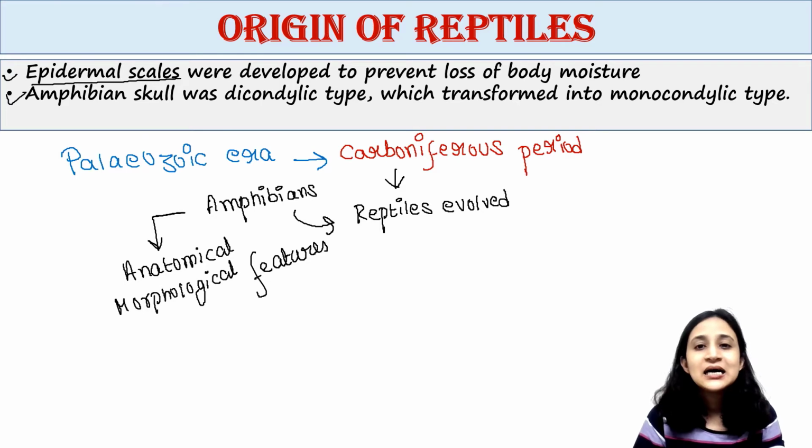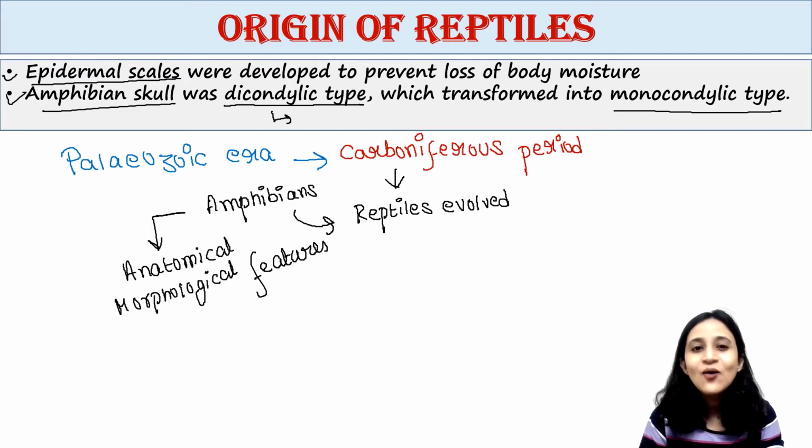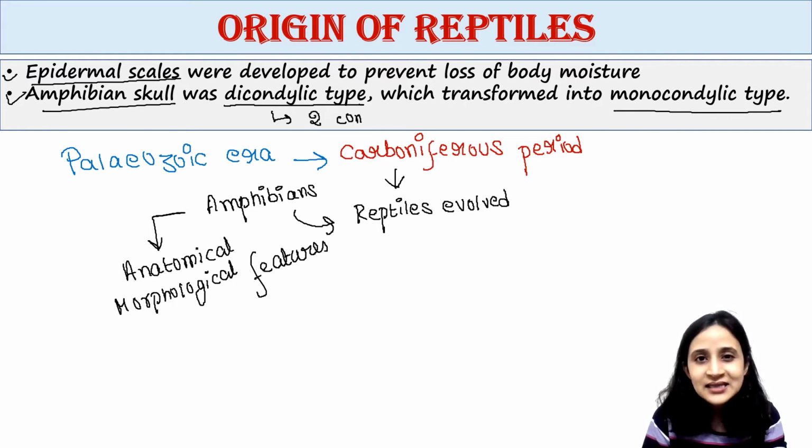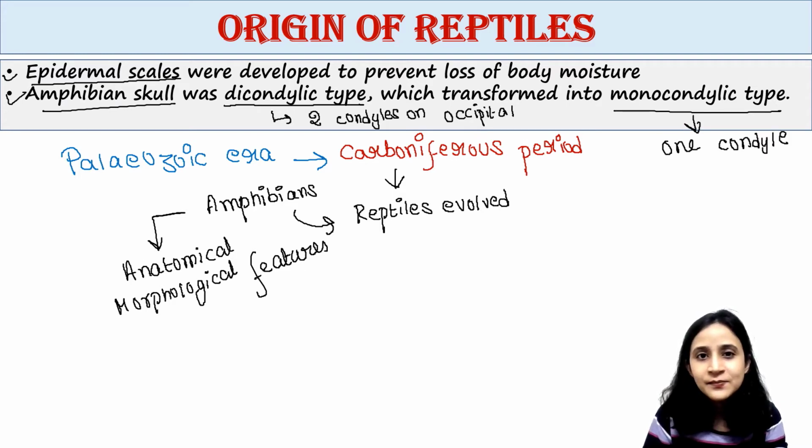Second, the amphibian skull was dicondylic type, which transformed into monocondylic type. Dicondylic means having two condyles on the occipital, whereas monocondylic means a skull having only one condyle on the occipital.